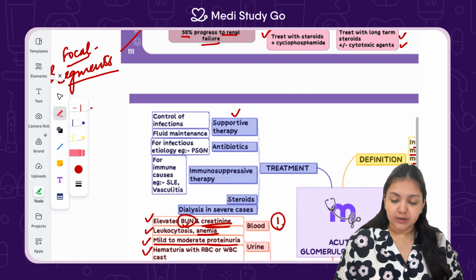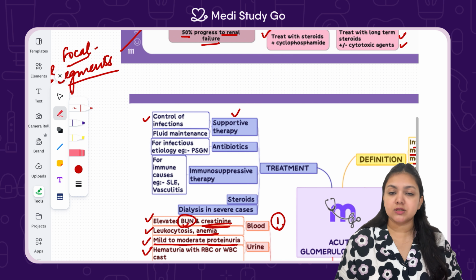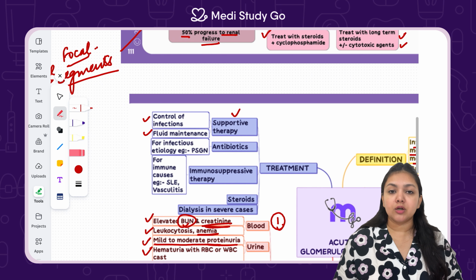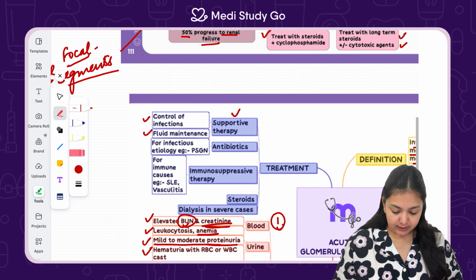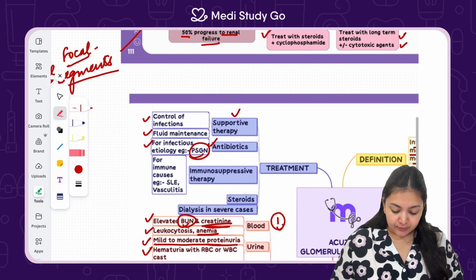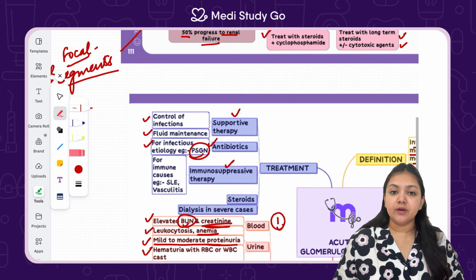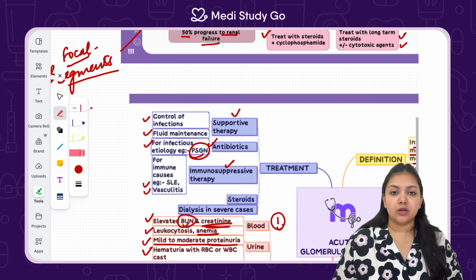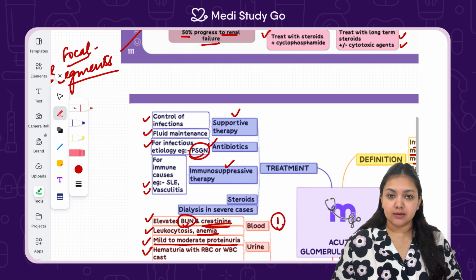So supportive treatment is given, wherein control of infections is made: if an infection is the cause, give antibiotics, broad spectrum, etc. Fluid maintenance is done so that excess overload is not put onto the kidney. Antibiotics will be required for diseases like post-streptococcal one, where infection is the etiology. Immunosuppressive therapy is required where the immune reaction is exaggerated, like in cases of SLE and vasculitis. So we give steroids so that the immune reaction gets hampered.